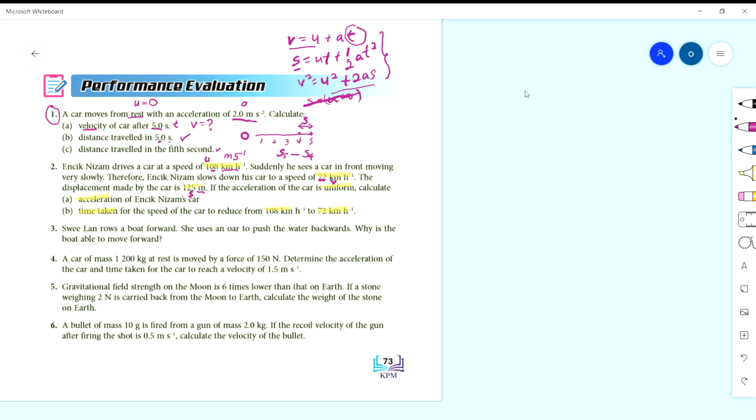Okay, so dalam kes ni cari a dia dulu. Cari a dulu, then baru u guna. Memang kena cari a pun. V, u, s, carilah a. Okay, so these two are about linear motion.